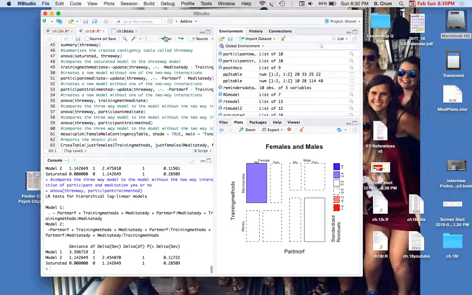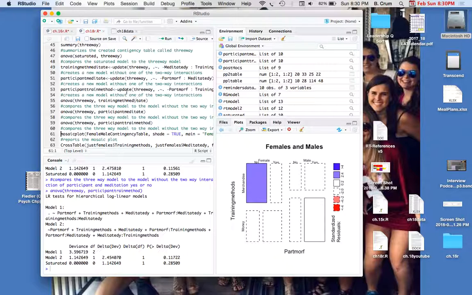The next one is the comparison between the model without the three-way interaction and the model without the two-way interaction of participants and training methods. And the p-value is 0.117, which is not significant, so we can remove this one without the fit getting worse. We would continue until we reach a significant p-value, and then you would use the model before, but there isn't one. It's never going to be significant.